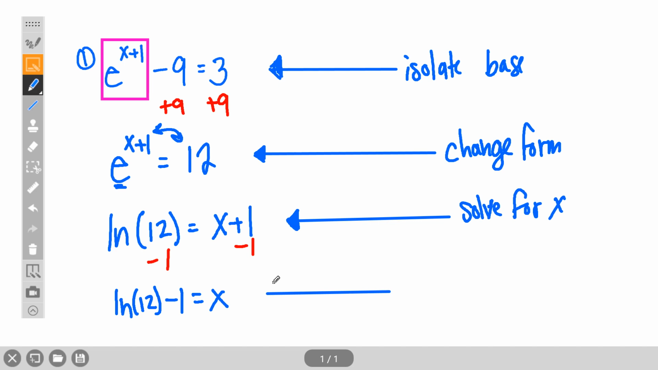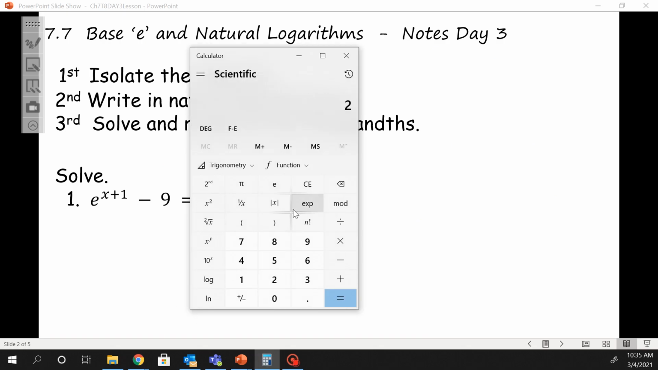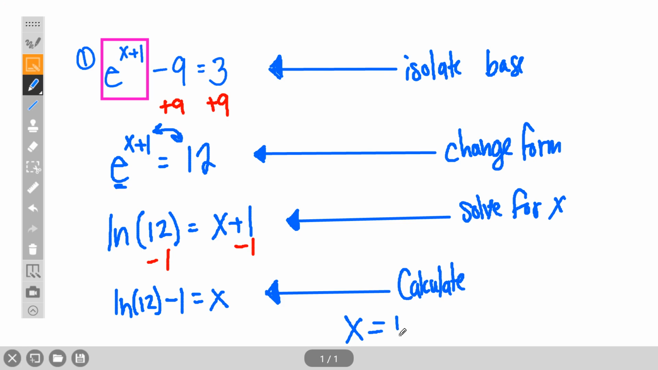Once we have x by itself, we can use our calculator to calculate an approximate value. Okay, so we're going to put natural log of 12 in the calculator, and then we will subtract 1. Okay, so natural log of 12 is this, subtract 1 is this, and we'll round it to 4 decimal places, so 1.4849. And that is the approximate value of our solution for number 1.